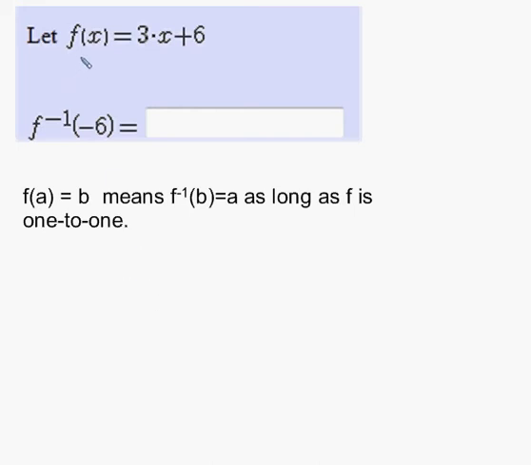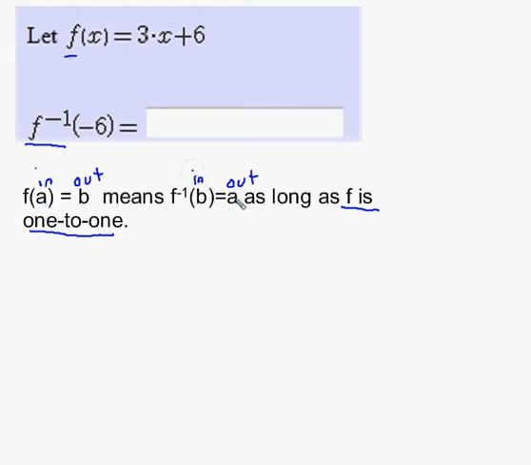In this problem, we're given a function f of x equals 3x plus 6, and we're asked to evaluate f inverse of negative 6. To remind you of the relationship between a function f and its inverse, f inverse, as long as the original function f is 1 to 1, which this one certainly is, it means that the input into f becomes the output of f inverse, and also the output of f would be the same as the input into f inverse. So notice what's in the parentheses here.